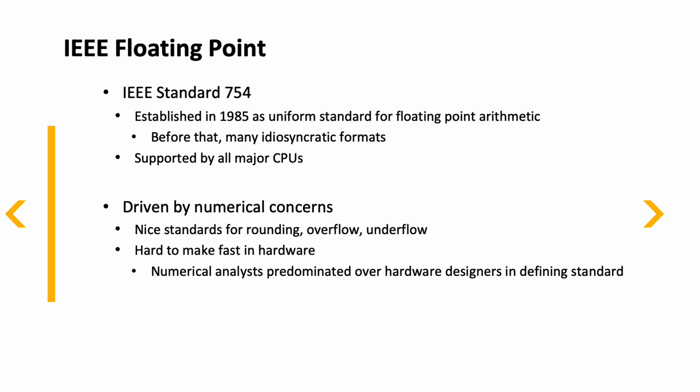Now, the floating point standard, something we want to keep in mind, is it was driven by numerical concerns. We've got nice standards for rounding, overflow, and underflow, but it's hard to make fast in hardware because numerical analysts kind of predominated over the hardware designers when the standard was being defined. So one example of something that came out of that process is that in floating point, as we're going to see shortly, we actually have positive and negative values for 0.